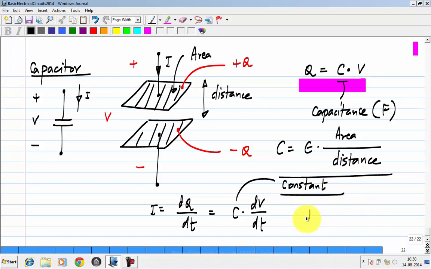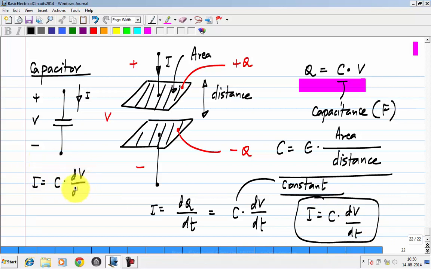So, we have this relationship I equals C times dV by dt, and this is the VI relationship of a capacitor. The current is related to the time derivative of the voltage across the capacitor. Now, this comes from the linear relationship between charge and voltage, which we have converted to a relationship between current and voltage. So, for the purpose of analyzing circuits, this is the relationship we will be using.